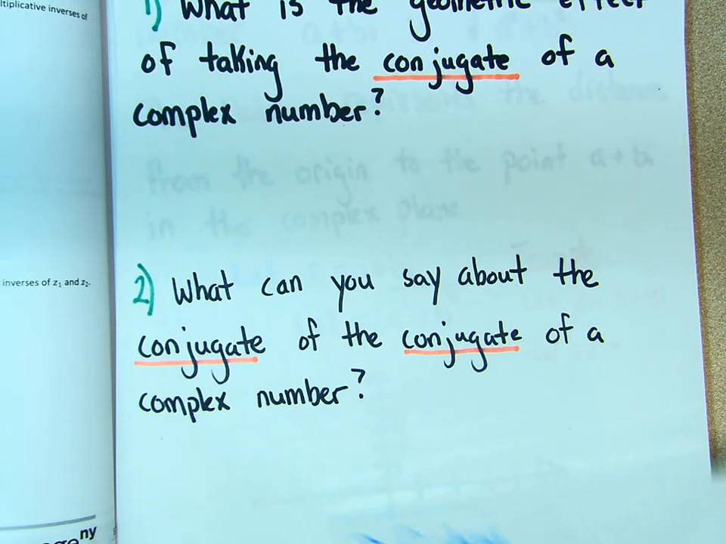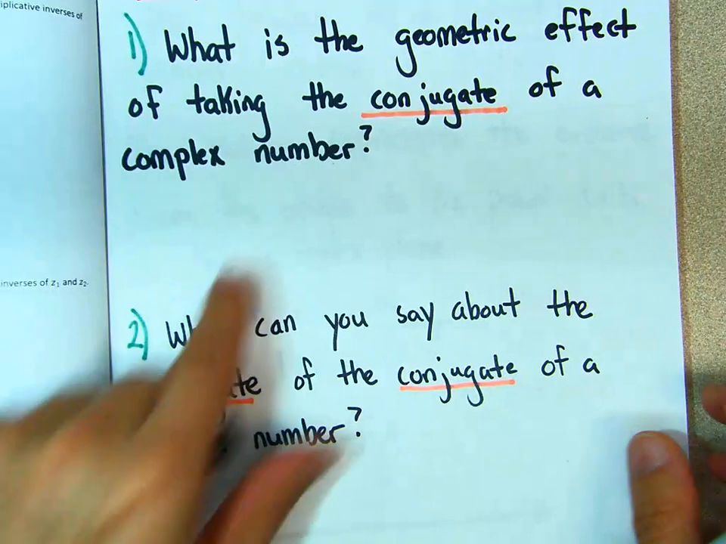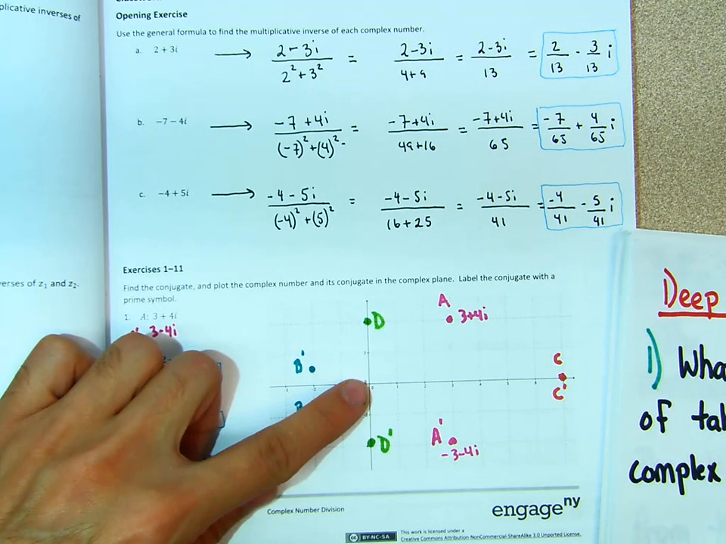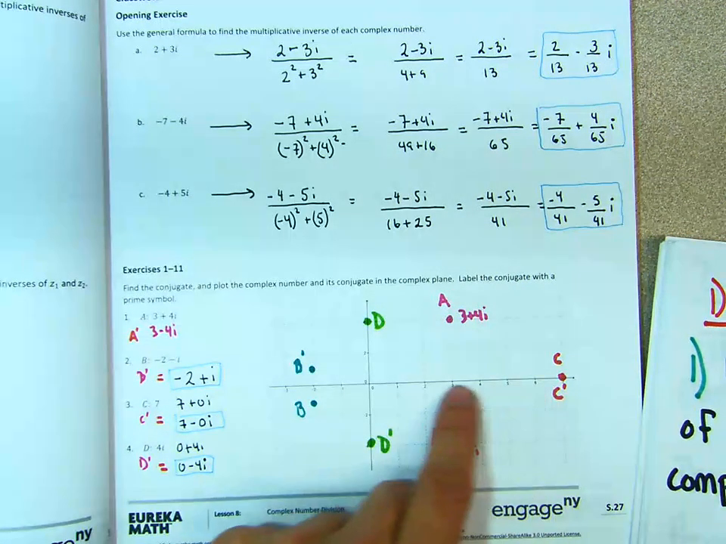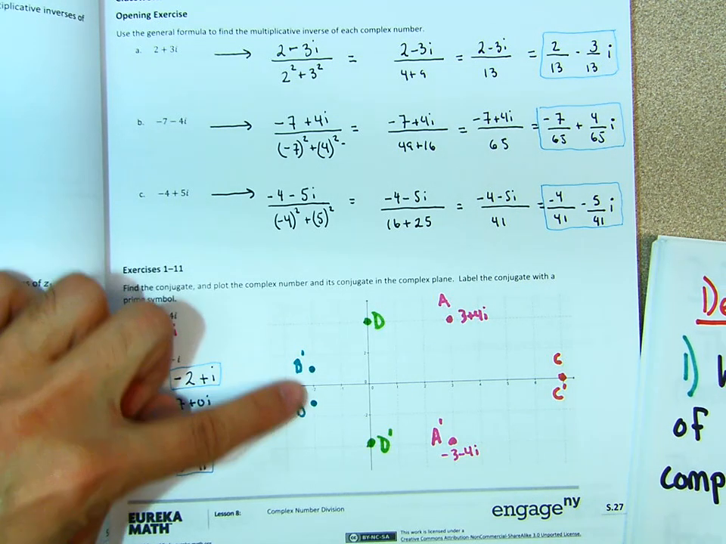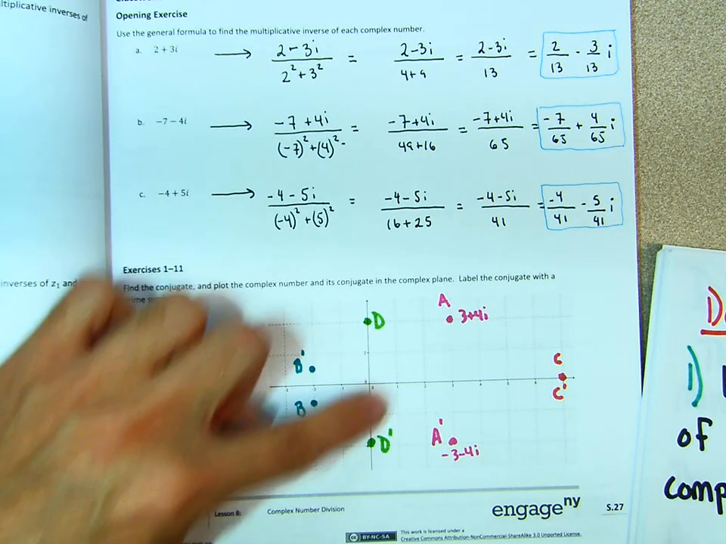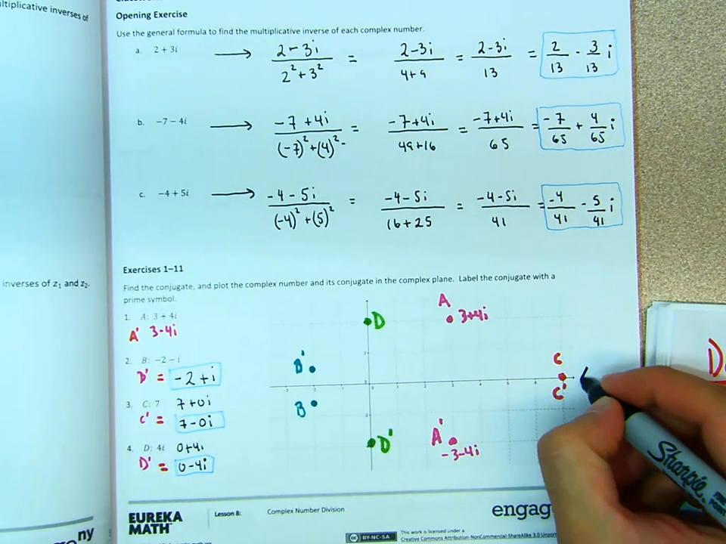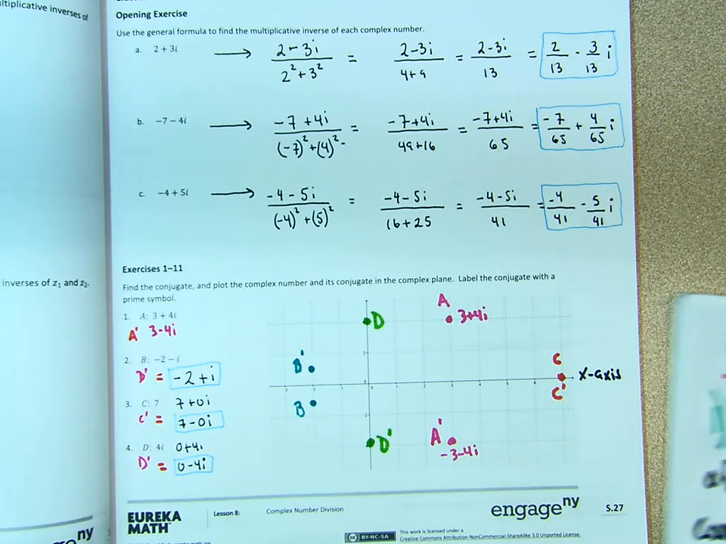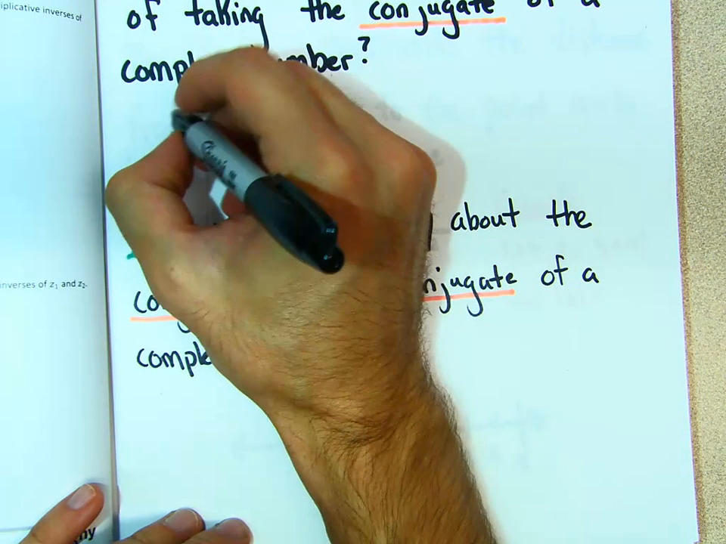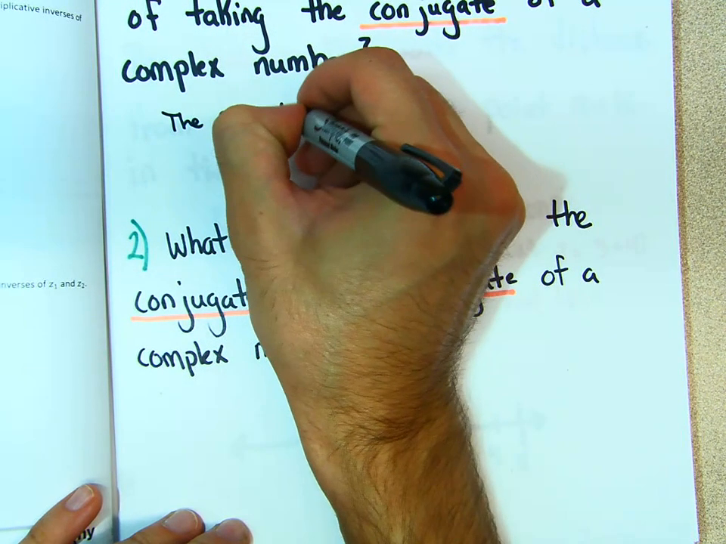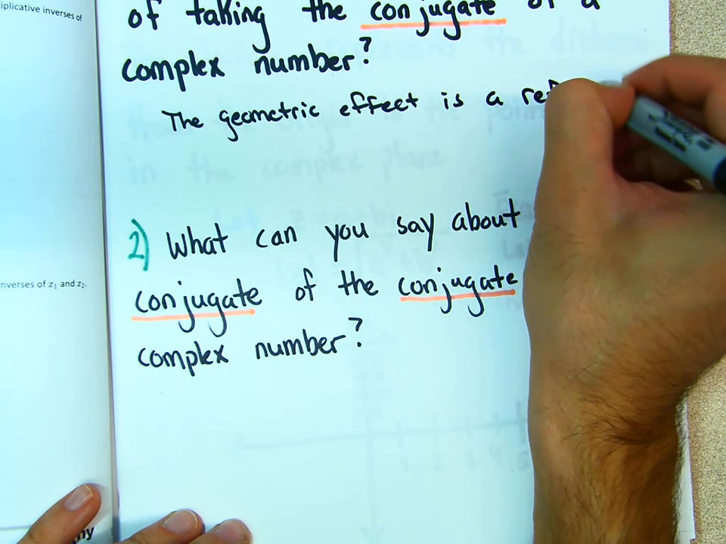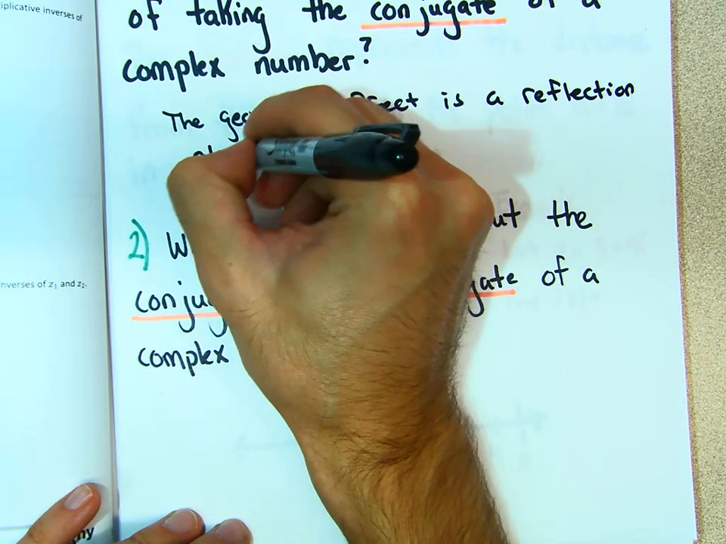What I want you to do is take a second and try to think about this. What is the geometric effect? What's happening is there's a reflection. Think of this as the line. There's a reflection. If this is b, b prime, d, d prime, a prime, the conjugate, they're reflecting off each other across the x-axis. So that would be a nice thing to write here. The geometric effect is a reflection along the x-axis.